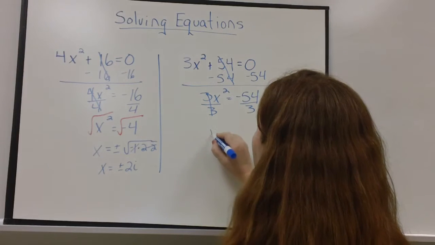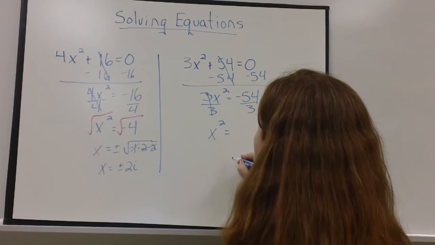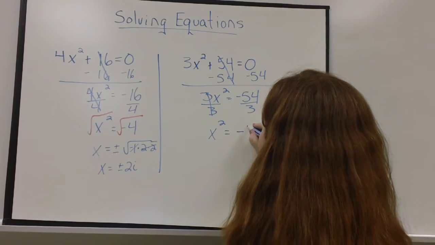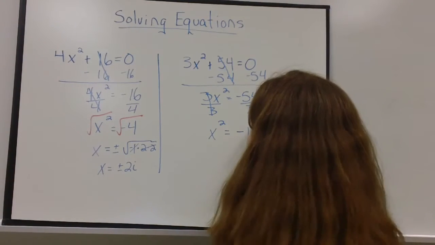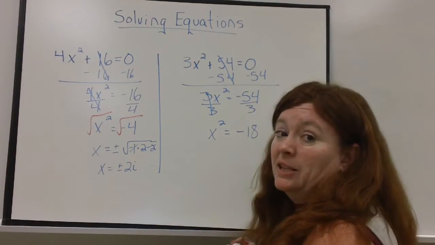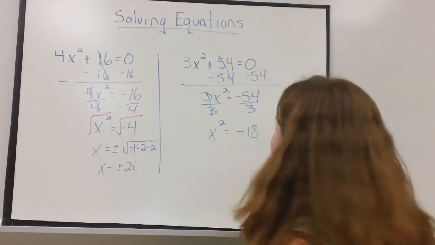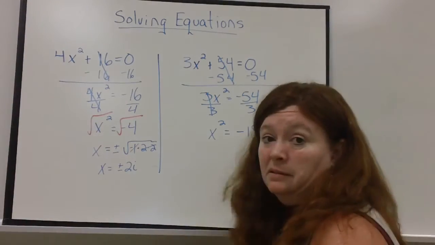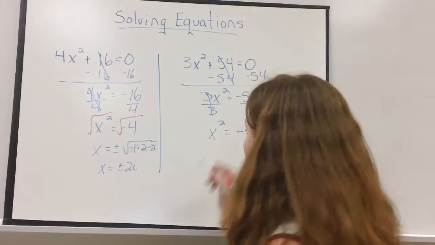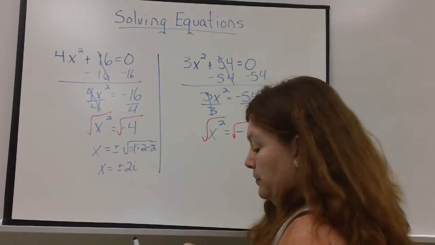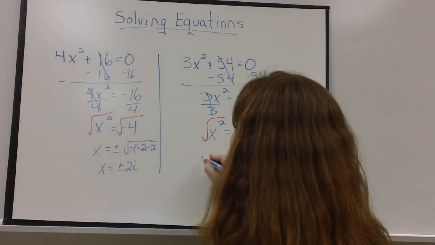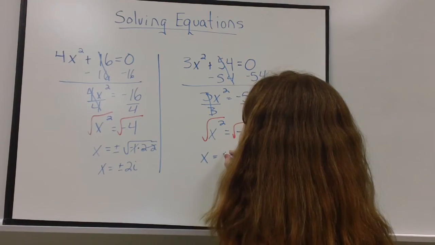Let's see what I have. X squared is equal to a negative, 3 goes into 5 one time, 3 goes into 24 8 times. X squared is a negative 18. All right? Again, to solve for x, not x squared, I'm going to have to take the square root of both sides. And when I do that, I have to remember I have a plus or minus.